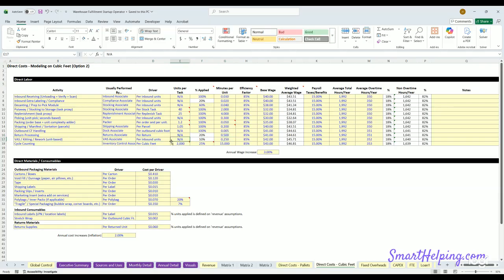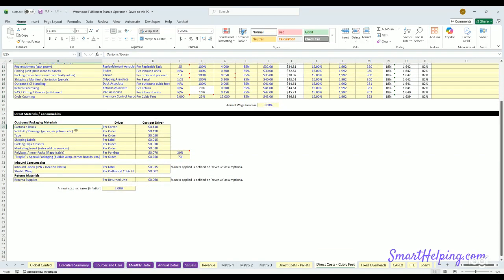Kitting, we have similar math here. We already know what we're saying per inbound units. We're saying the amount of minutes per inbound unit, and then for cycle counting, per cubic feet, we're saying here essentially every 15 minutes we can count 2,000 cubic feet. So we're doing occupied cubic feet times 25% since we're not counting all of it every month, and then however many 15-minute slots that takes is the amount of time per month. So that's all of those.